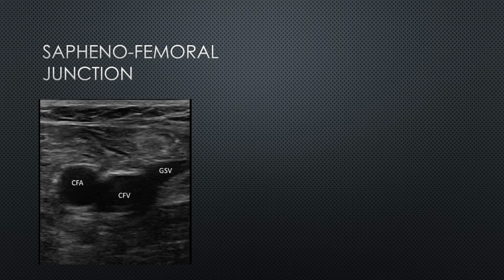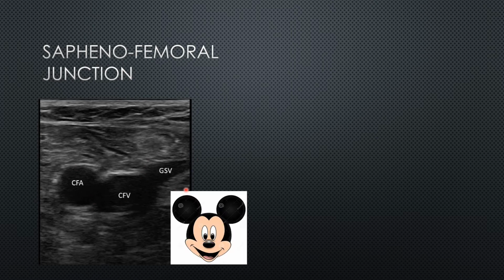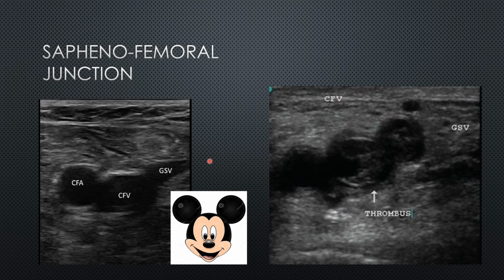So the first point where we compress in the 2-point compression technique is the saphenofemoral junction, or the SFJ. So here's the common femoral vein in the middle, with the common femoral artery laterally and the great saphenous vein medially. And this is sometimes referred to as the Mickey Mouse sign. So the vein is the head and the other two structures are his ears. And here's an example of a clot. So we have some thrombus here in Mickey's face and some thrombus also in his left ear.